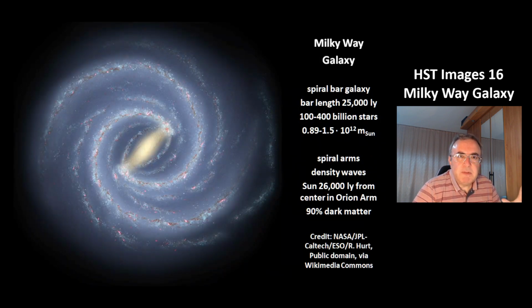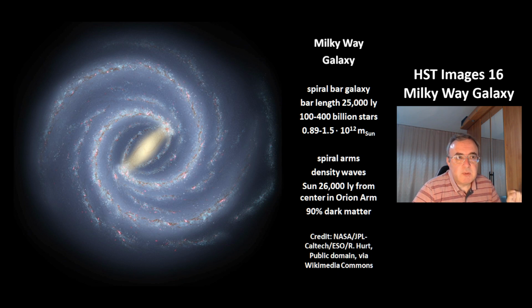This is how the Milky Way Galaxy probably looks like. We are in the middle of the disk. That's why it's a bit difficult to observe all regions of the Milky Way Galaxy. But we know it's a spiral galaxy. The spiral bar has a length of 25,000 light years.